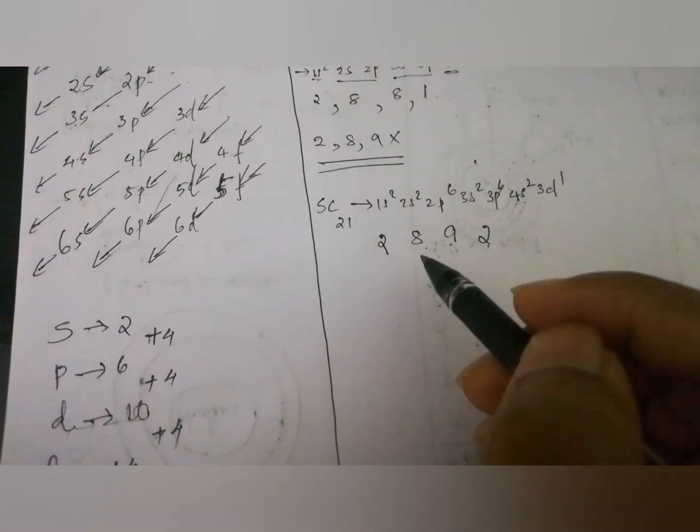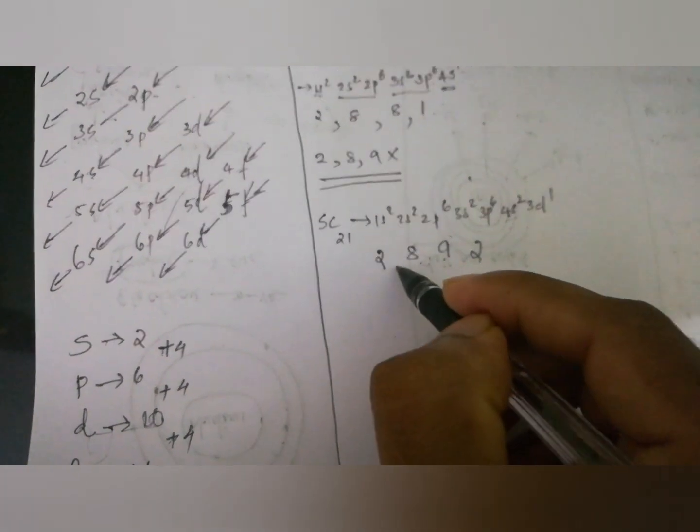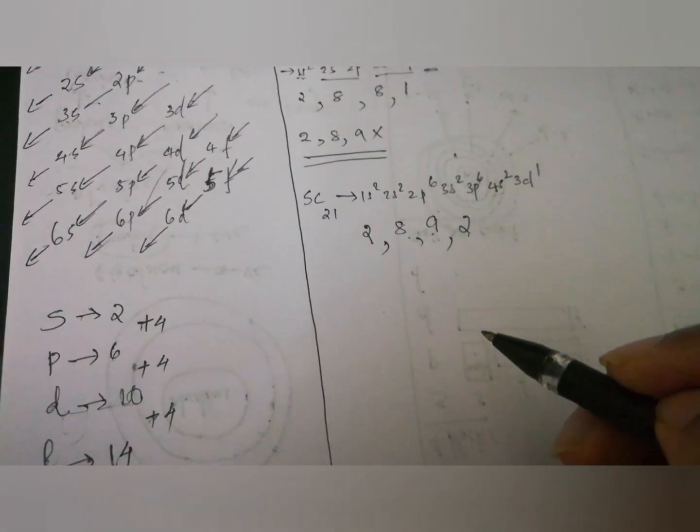Okay, guys, you understood? This is the subshell electronic configuration of scandium. Okay, done?